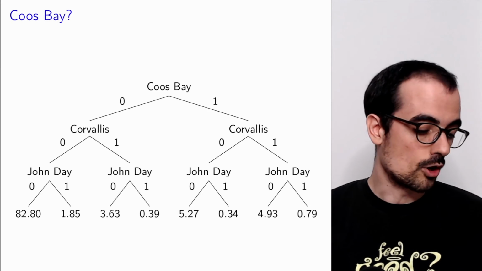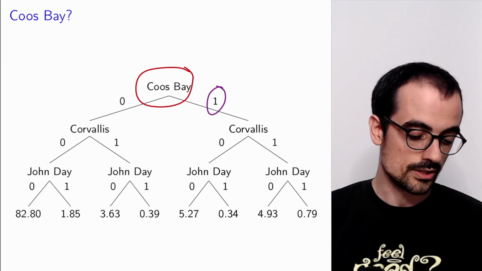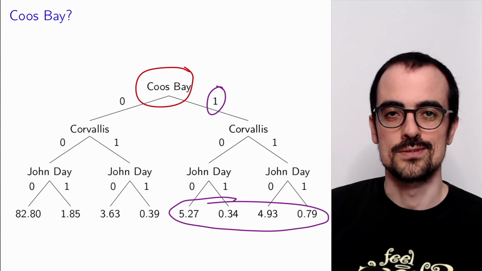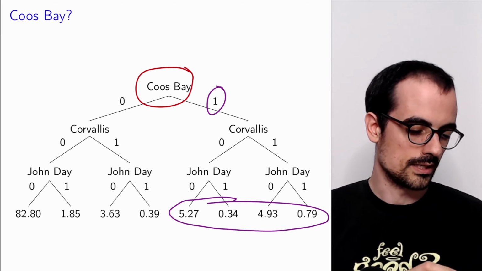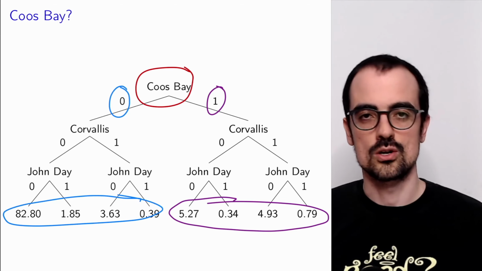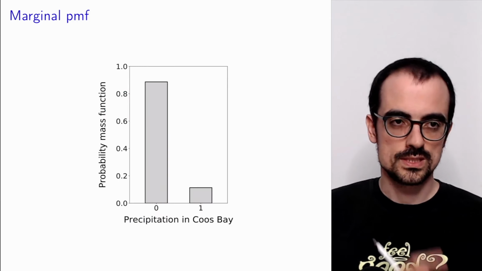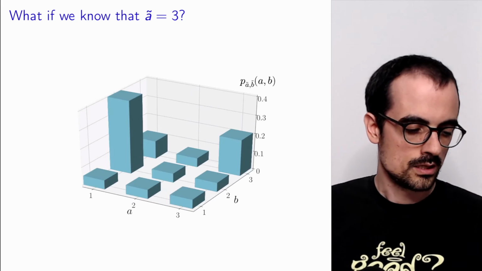For example, here we are only interested in what's happening in Coos Bay. For example, there's precipitation in Coos Bay. We have to sum all of the possible situations where it rains in Coos Bay. If we want to know the probability that it does not rain in Coos Bay, we have to sum all of those probabilities from the joint PMF. Okay, and that's what we get. That's the marginal PMF of precipitation in Coos Bay in this case.